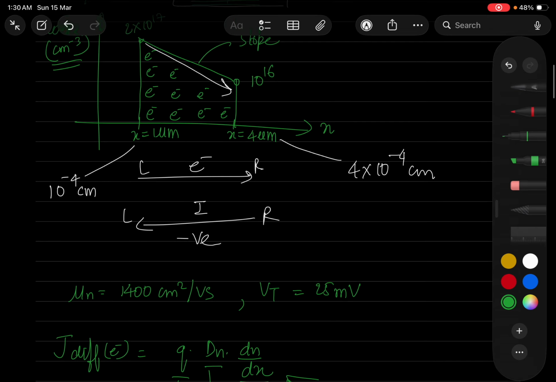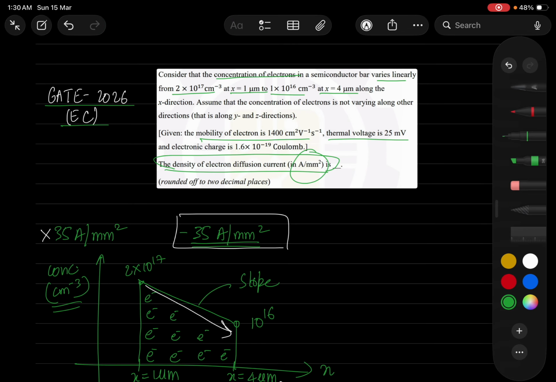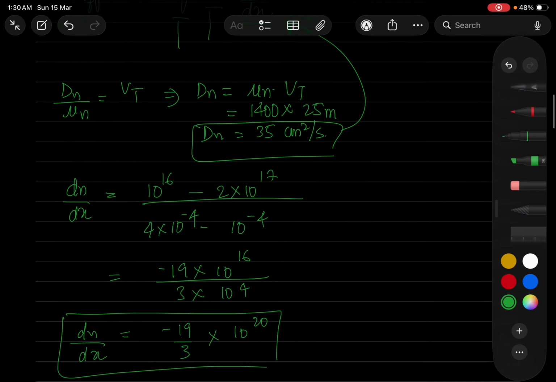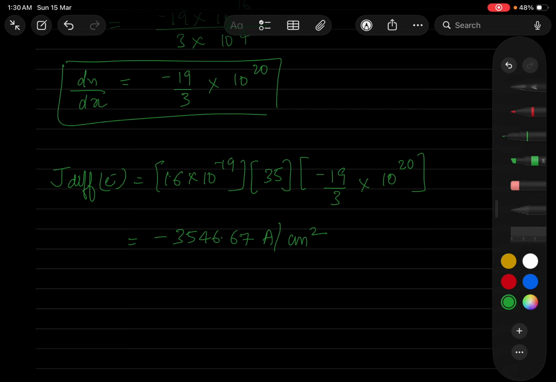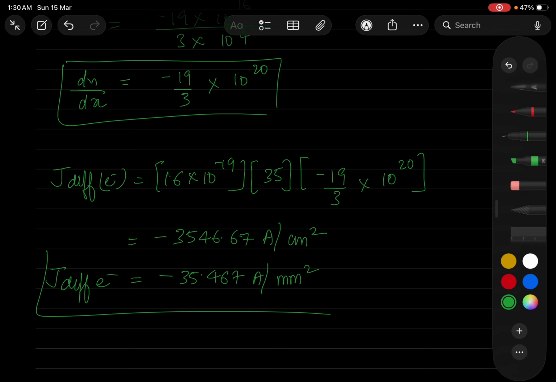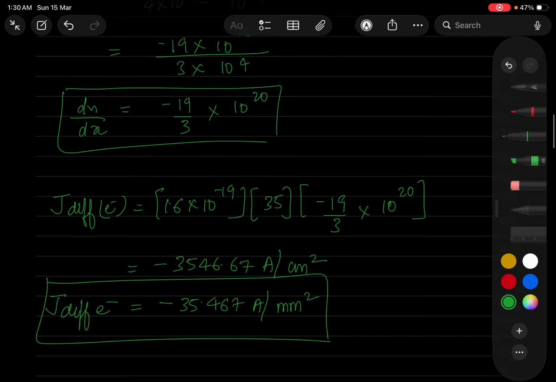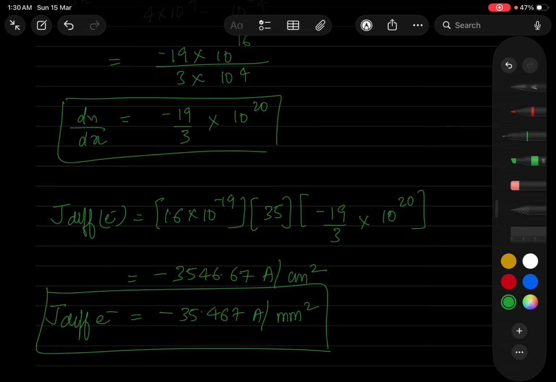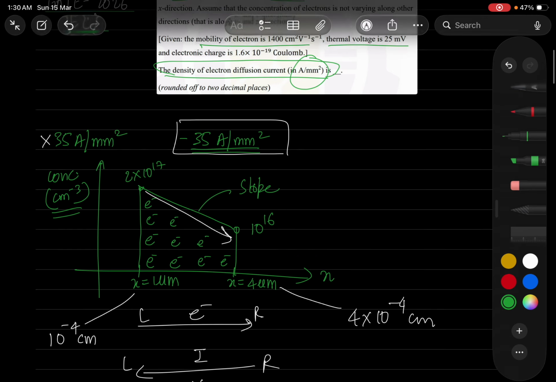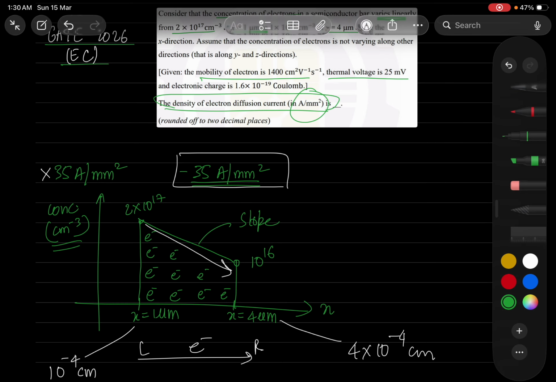One thing to notice is that we are supposed to answer this question in the units of amperes per millimeter square. So let's convert this from centimeter square to millimeter square. So we'll get minus 35.467 amperes per millimeter square. So finally this is going to be the correct answer to this question. I hope in the re-release of the official answer key they will correct this and the final answer will come out to be negative 35.